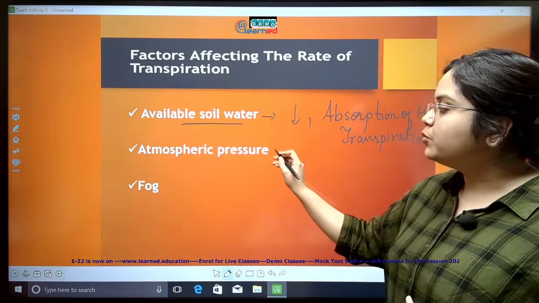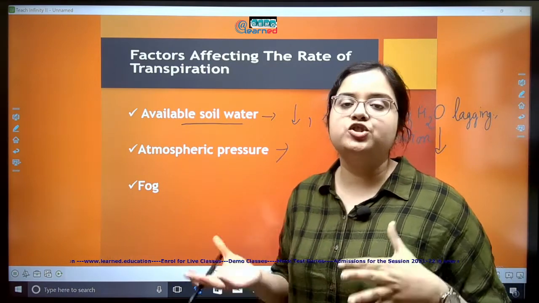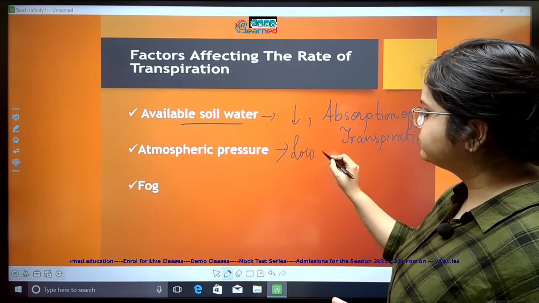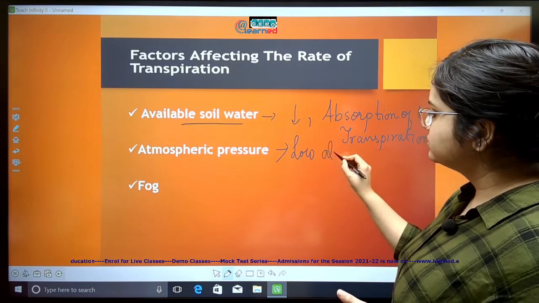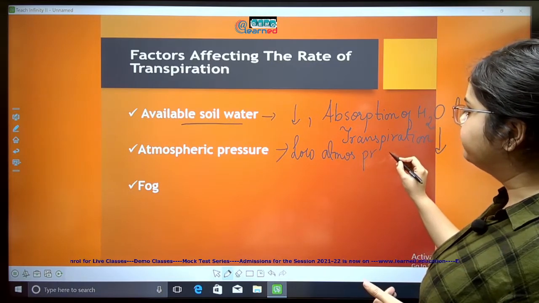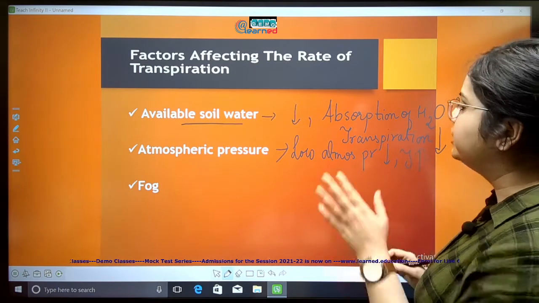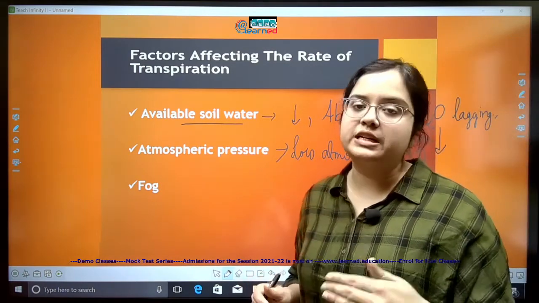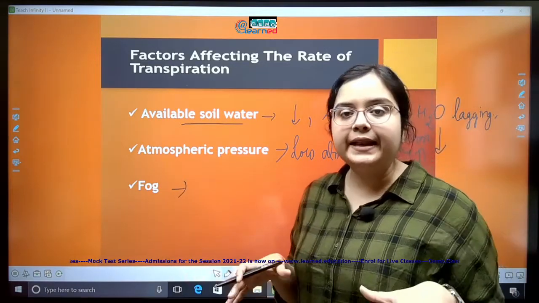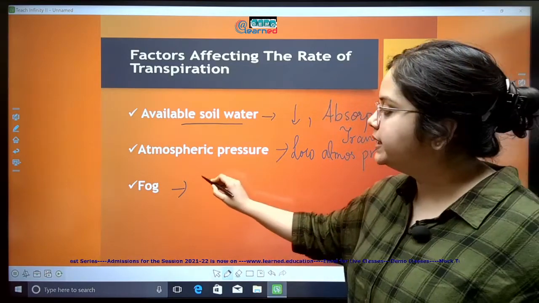In case of atmospheric pressure, if the atmospheric pressure is low, then transpiration will happen. So, low atmospheric pressure will result in higher transpiration, and vice versa. If the pressure is high, then transpiration will be low. And lastly, fog. If the outside air is all foggy, and that means moisture is there, so transpiration will be low.